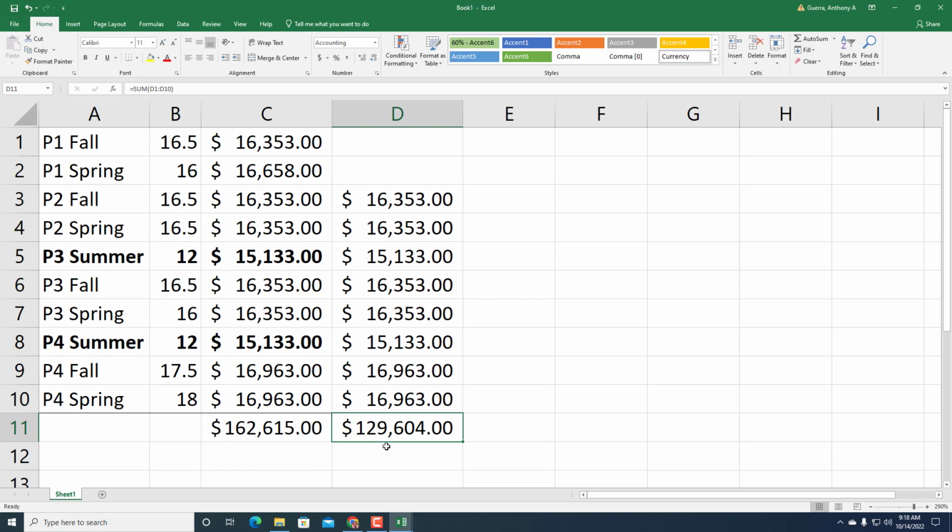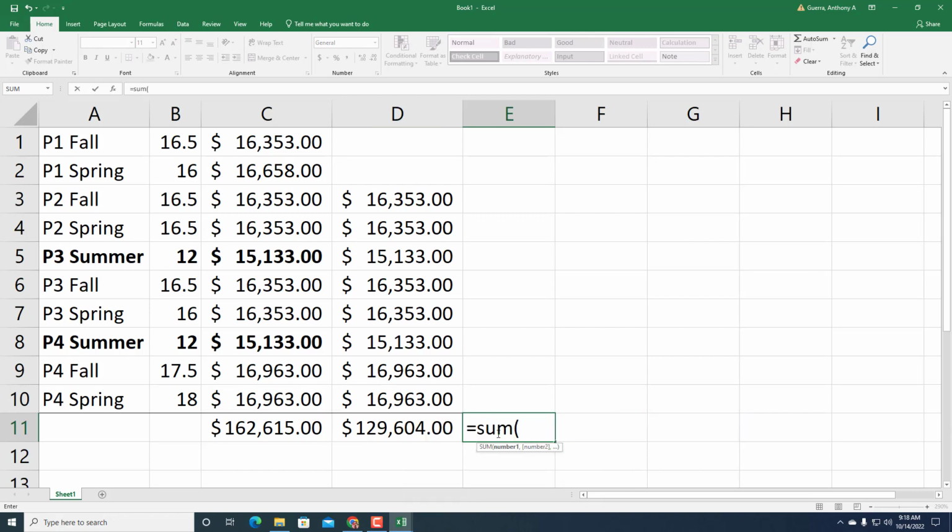And we can do this as a percentage. So equals sum C11 minus D11.